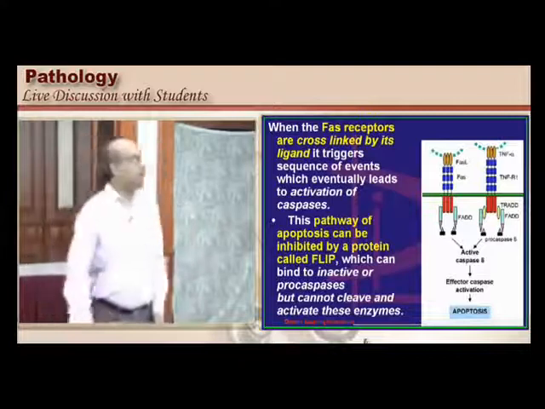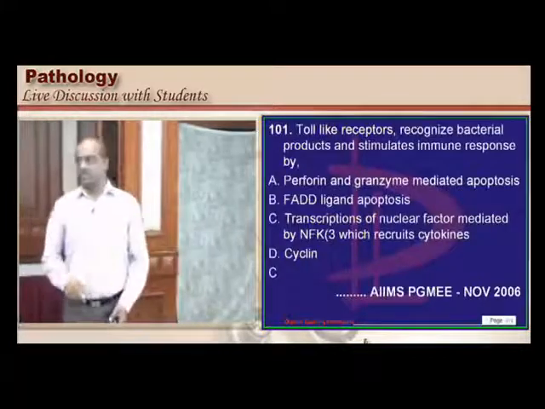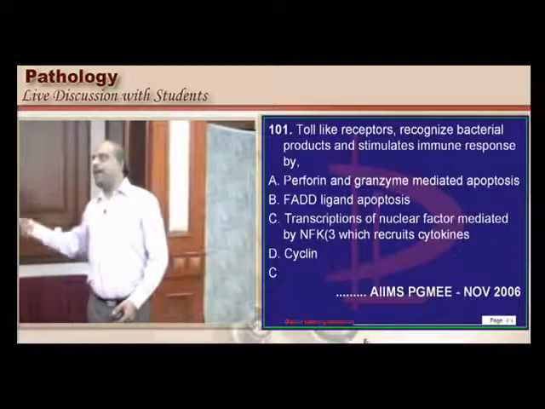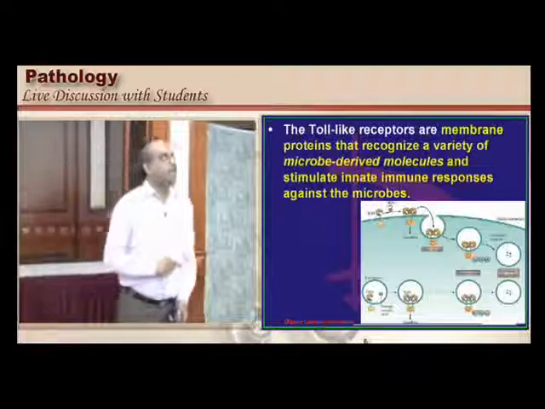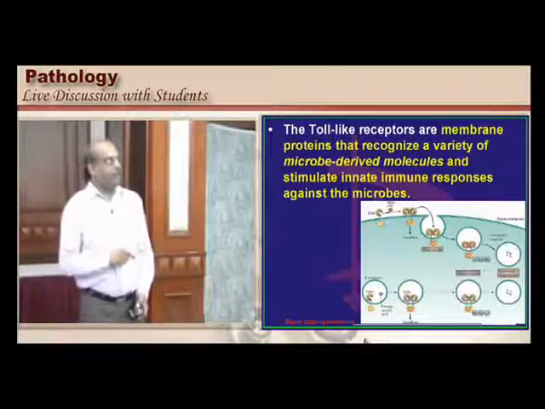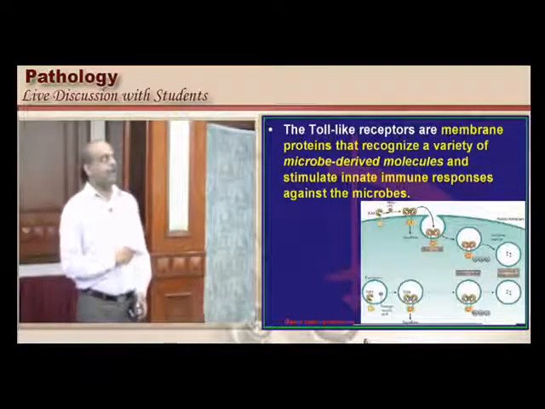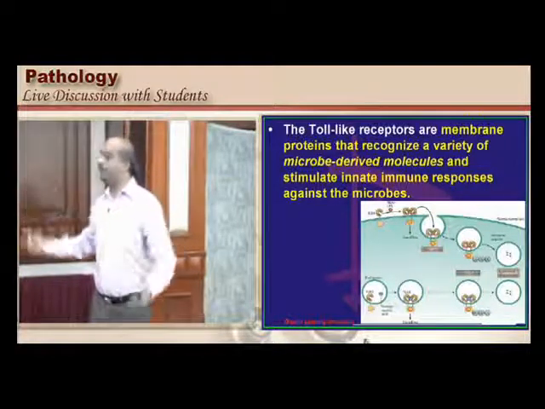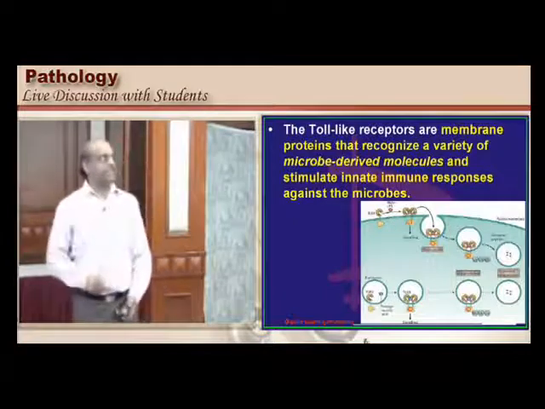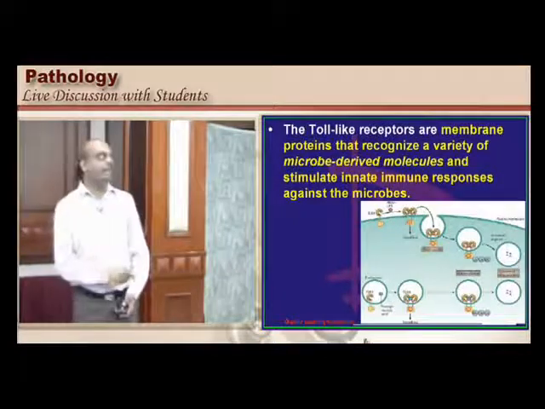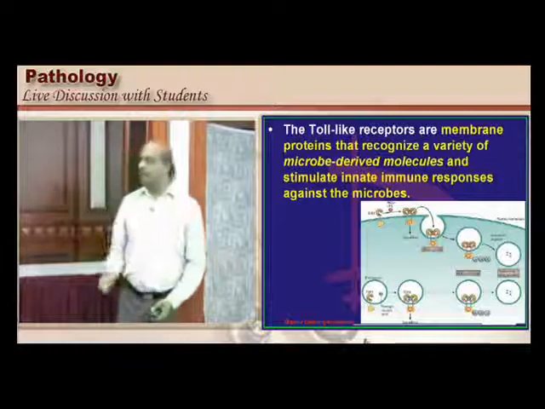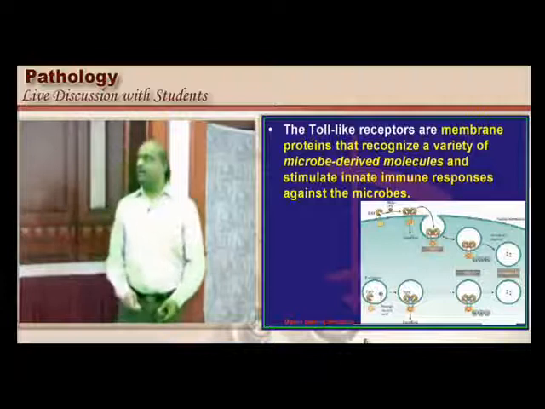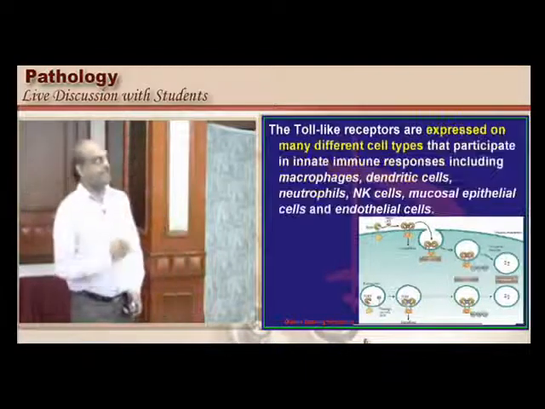That's all. Now, toll-like receptors, where do we find them and what is their importance in our regular antimicrobial activity? The toll-like receptors are membrane proteins. They recognize the microbe-derived molecules. Once a microbe is walking, there is a perfume which comes out of it. That scent is recognized by the toll-like receptor, and then it will stimulate the innate immune system against the microbe. So it is like a messenger. Oh, terrorist is coming, kill him, is what toll-like receptors will tell the immune system.